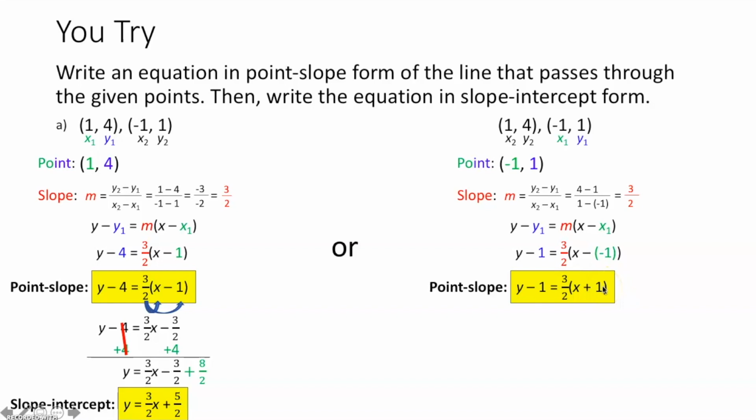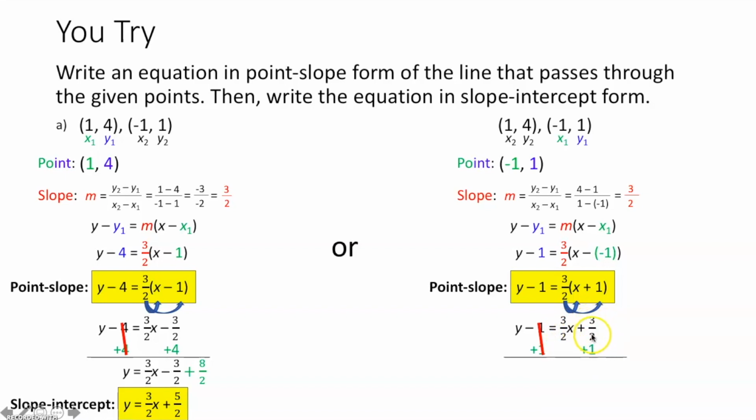The only thing is, if I put this in slope-intercept form, it's going to be the exact same as this. And let's show you why. If I distribute 3 halves to the x, I get 3 halves x. If I distribute the 3 halves to the 1, I get 3 halves. Now I add 1 to both sides to cancel out this minus 1 and get y by itself. And I get y is equal to 3 halves x plus 3 halves plus 1.